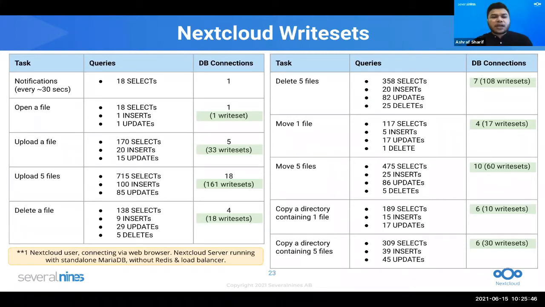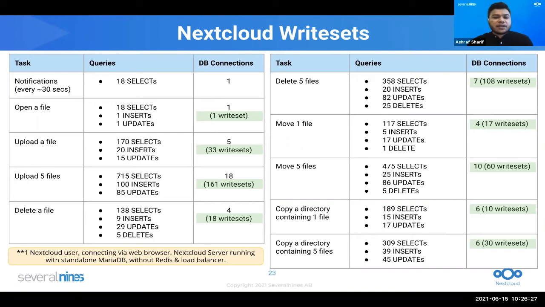So in this table here, I've added the number of WriteSets highlighted in green, generated by Galera for read operations. So for read operations, there is no WriteSet, as you can see. And Nextcloud, if you look at uploading one file, will generate around 20 inserts and 15 updates, which means a total of 35 write operations. However, only 33 write sets are generated by Galera because there are 2 write operations happening in a single transaction.